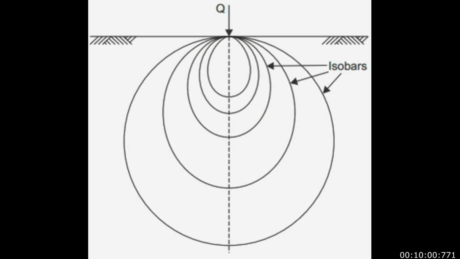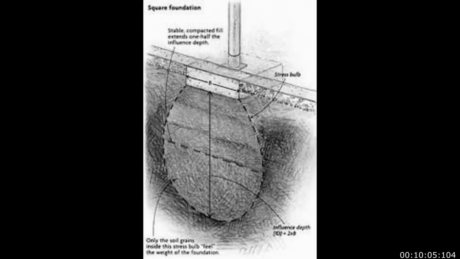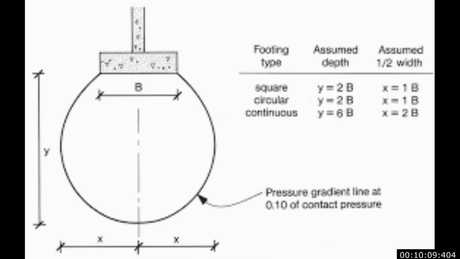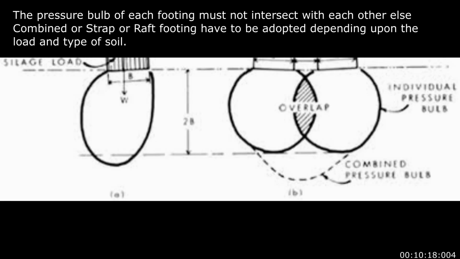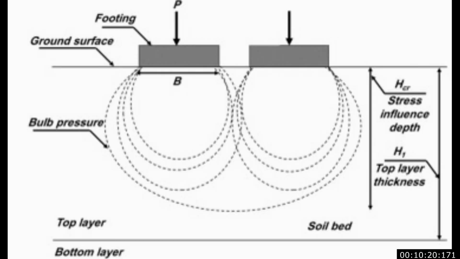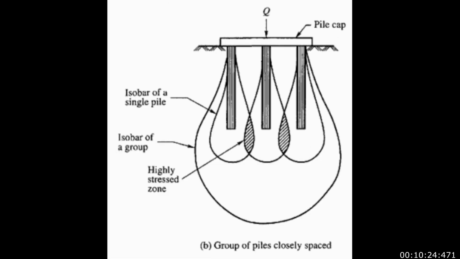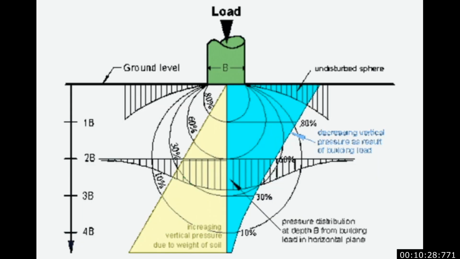Simply, a pressure bulb, also known as an isobar, is a stress contour or a line which connects all points below the ground surface at which the vertical pressure is the same, and we should consider this for the selection of the footing as well. That is, the isobars or the pressure bulbs of two different footings should not overlap with each other. So when two isolated footings are close to each other, there may be a chance where the pressure bulbs or the isobars can overlap, and that is to be avoided.